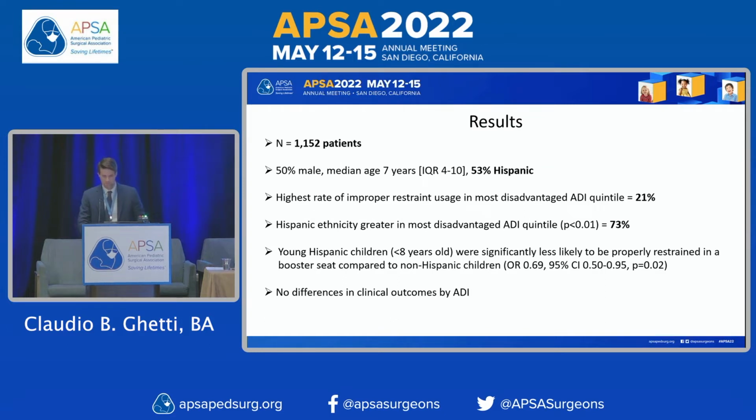Overall, 1,152 patients met inclusion criteria. 50% were male with a median age of 7 years, and 53% were Hispanic. The highest rate of improper restraint usage was seen in the most disadvantaged ADI quintile at 21%, and Hispanic ethnicity was also greater in this most disadvantaged ADI quintile, accounting for 73% of that cohort. In our subgroup analysis, we found young Hispanic children less than 8 years old were significantly less likely to be properly restrained in a booster seat compared to non-Hispanic children. And for our clinical outcomes data, we did not observe any significant differences by ADI.